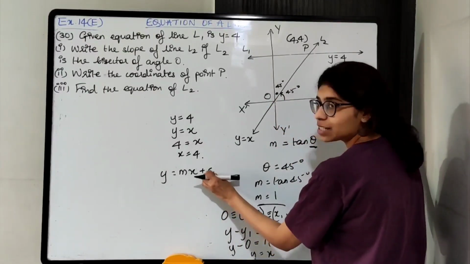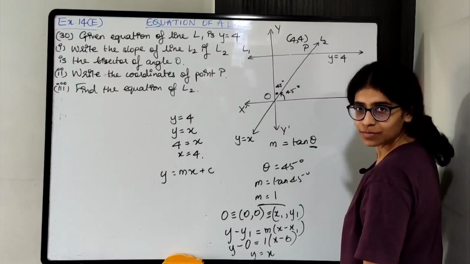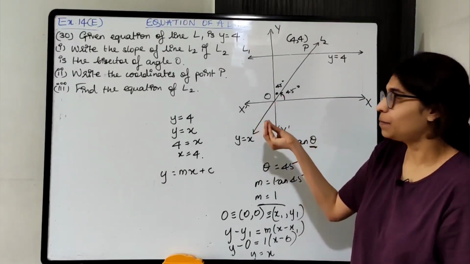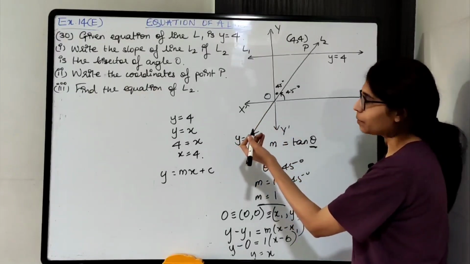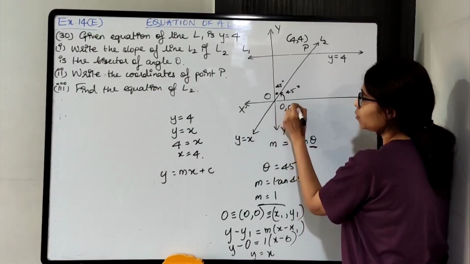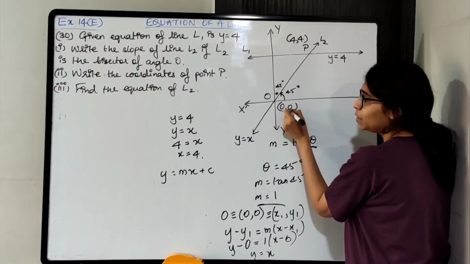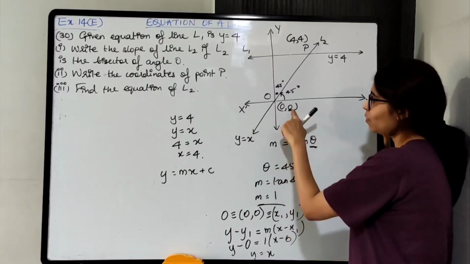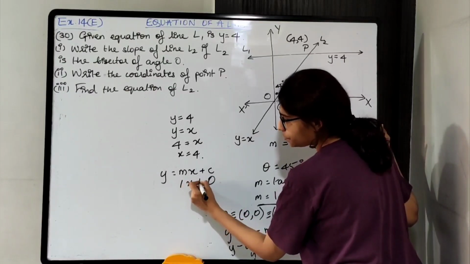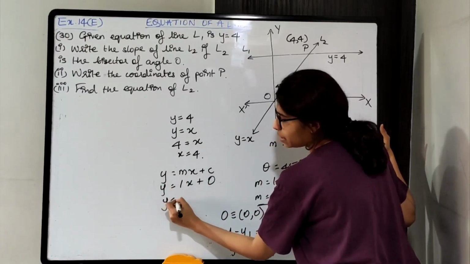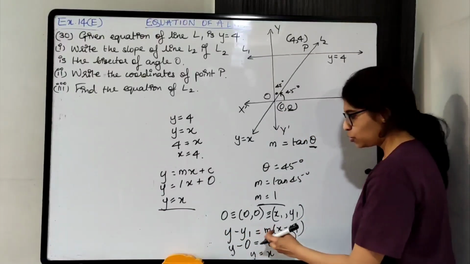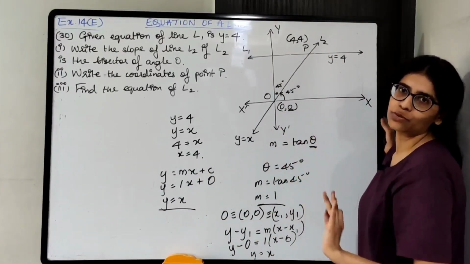So that is, y intercept is 0. Whenever it is intersecting the y axis, the y intercept will be the y coordinate. Okay, so here it is 0, 0, O is 0, 0, so the y coordinate will be the y intercept. So y intercept is 0, that is C is 0, M is 1. You will still get the correct answer. Okay, so whichever method you want, you can use that.